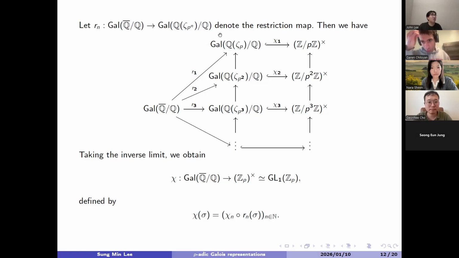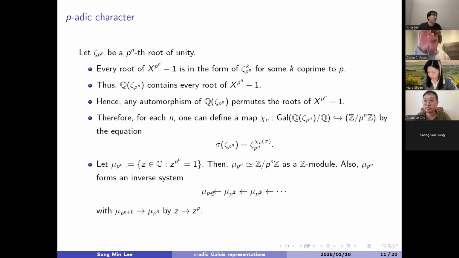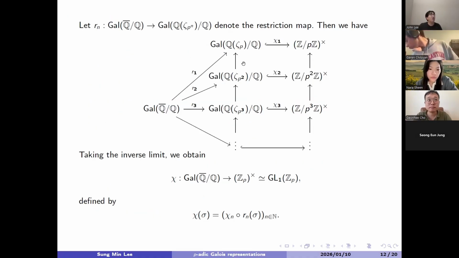And yes, I talked about there being an inverse system, mainly because of this one. μ_{p²}, μ_{p³} has an inverse system. And we can basically make the inverse system on the Galois groups of Q(ζ_{p^n}) in a similar fashion. And for each level, we have χ_1, χ_2, χ_3, which is the map we defined on the previous slide. And we can take the inverse limit of the χ's. So we define χ without any subscript as a map.